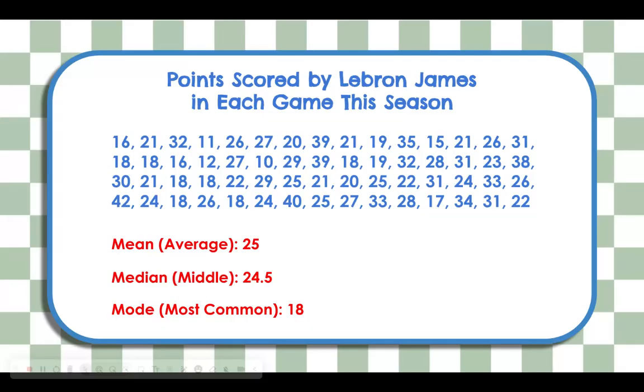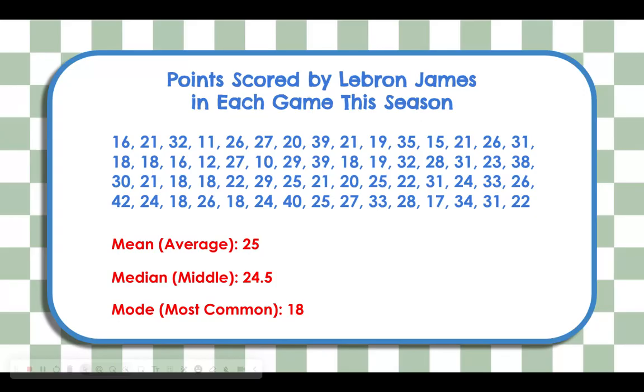Actually, I think I see 6. So the mode would be 18. So those three are what we're going to focus on today, the mean, the median, and the mode. Those are called measures of center because they kind of describe the center of the data.